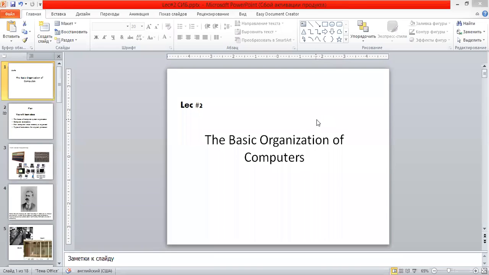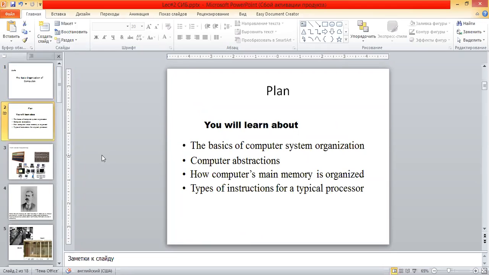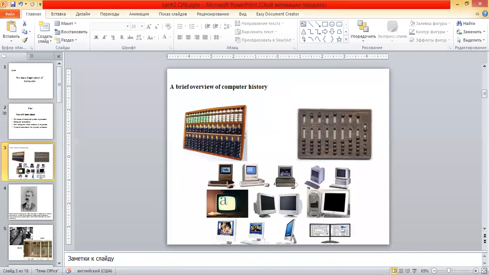Lecture number 2, the basic organization of computer. In this lecture, you will learn about the basics of computer system organization, computer abstractions, how computer's main memory is organized, and the types of instructions for a typical processor. A brief review of computer history.